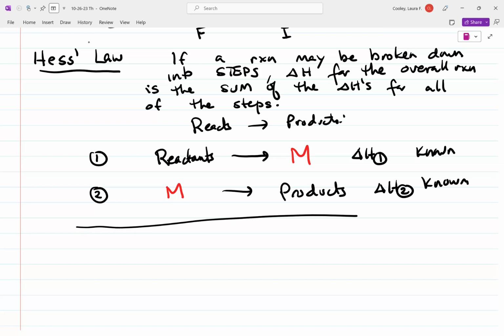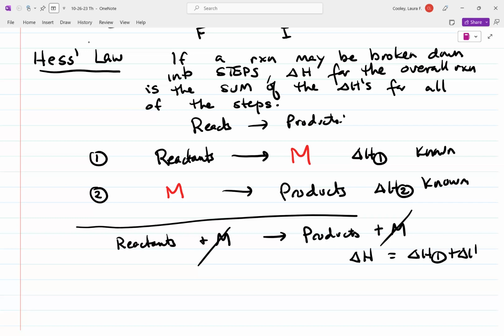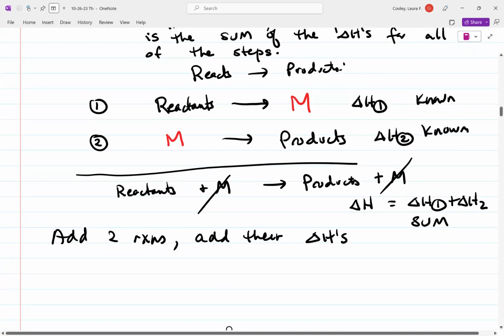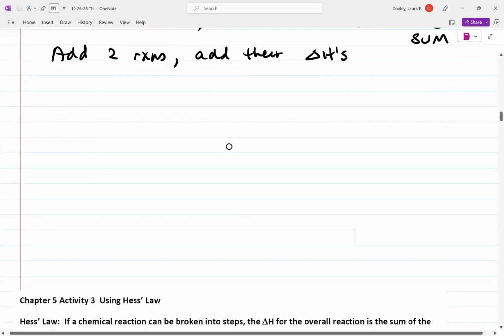I just add up these two equations. You can see the M's are going to cancel. I have reactants plus M goes to products plus M, and the M's cancel. This is just like a math equation. And you end up with reactants goes to products. And what is the delta H for this reaction now? It is the sum of these two. So you add two reactions, add their delta H's. So you could see how this could be very useful to figuring out delta H's for reactions when you don't know them. Okay, and let's do an example.